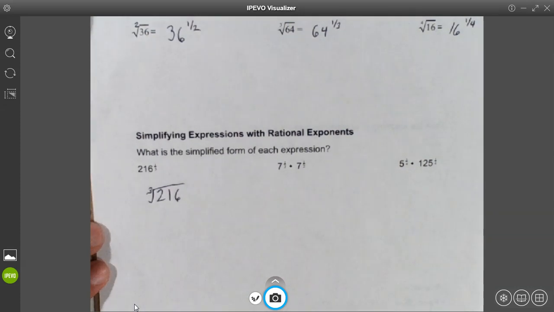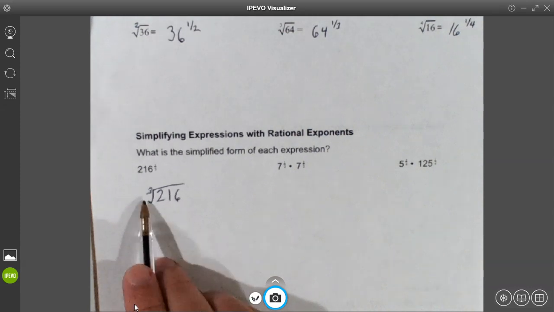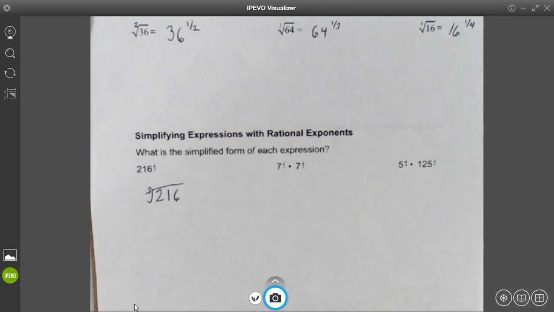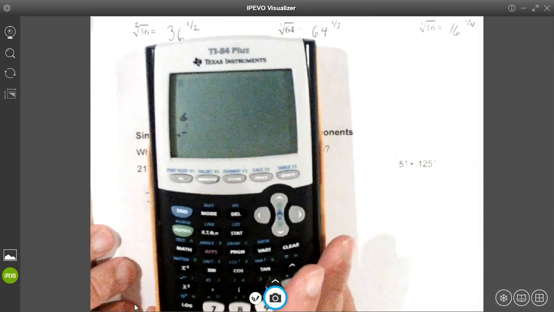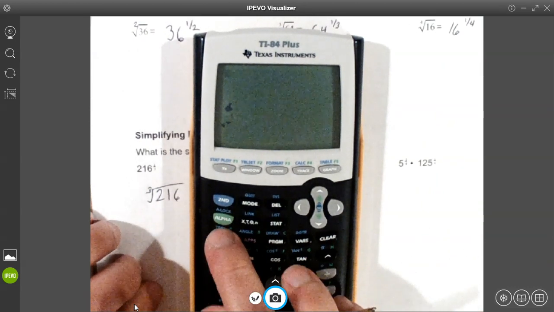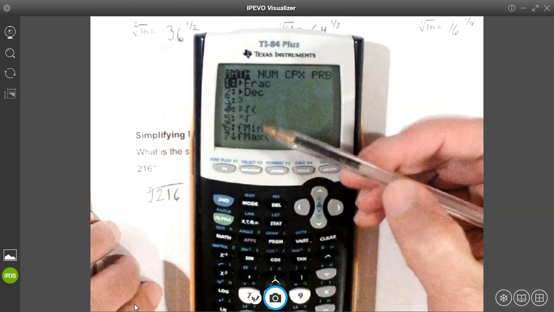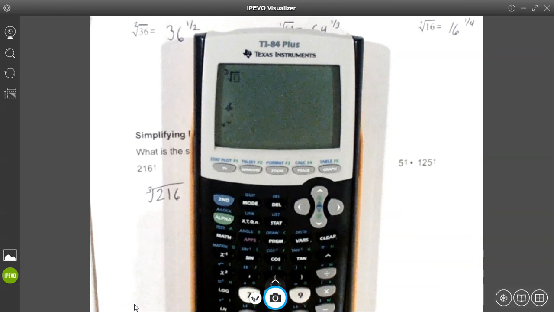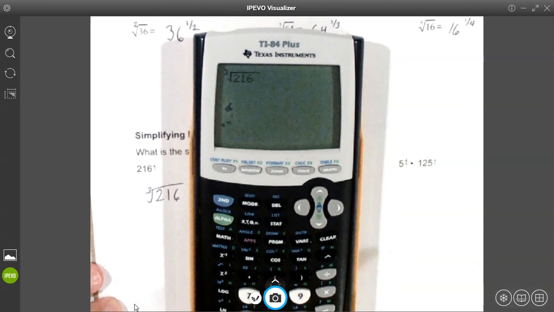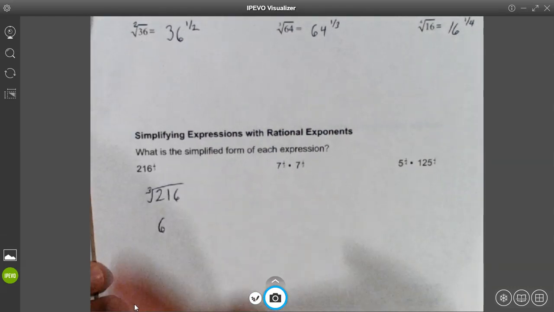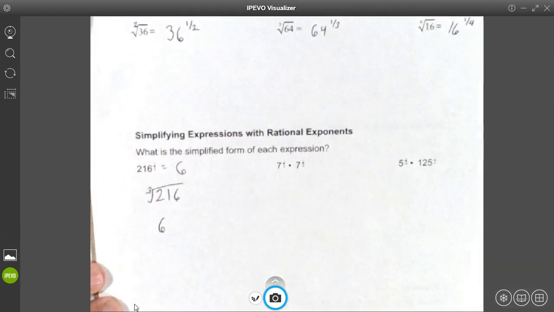Now, if we were in my classroom and I had all those posters up, that would be pretty easy to see, because what they're asking is what number raised to the third power equals 216. But since you're not there, your calculator will actually do this for you. So if I hit math, you see the fourth option down there is the cube root. So if I hit 4, that's the cube root, and then I can type in 216, and it's going to find me the cube root of 216, which is 6. So 216 to the 1/3 power is just 6.